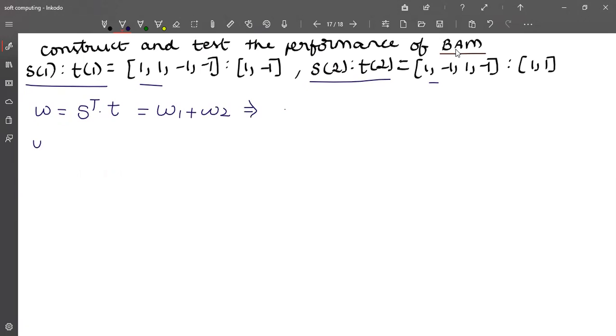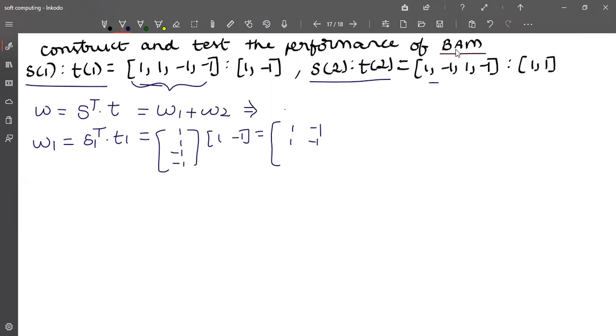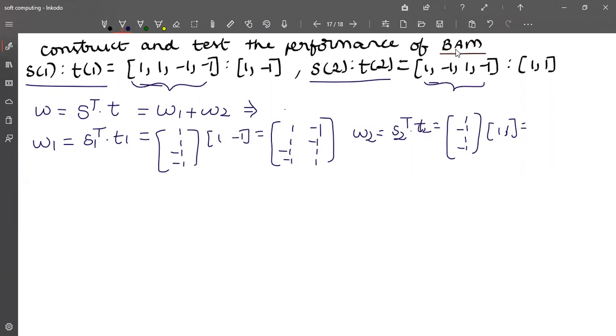So let's find W1. W1 means we have to find S1 transpose into T1. This is S1, right? That transpose is 1, 1, minus 1, minus 1, and multiplying with the target, we will be getting 1, minus 1, 1, minus 1, minus 1, 1, minus 1, 1. Now let's come to W2, which is H2 transpose and T2. This is H2, so that transpose 1, minus 1, 1, minus 1. And target is 1, 1. So if we multiply, we'll get 1, 1, minus 1, minus 1, 1, 1, minus 1, minus 1.